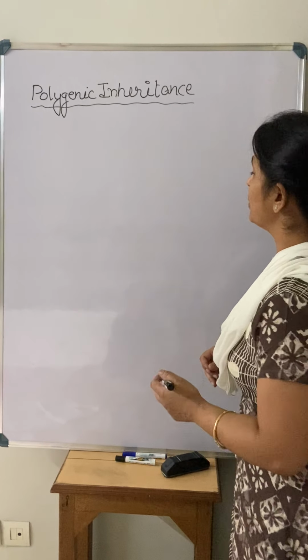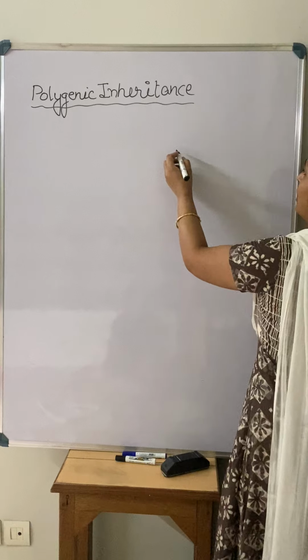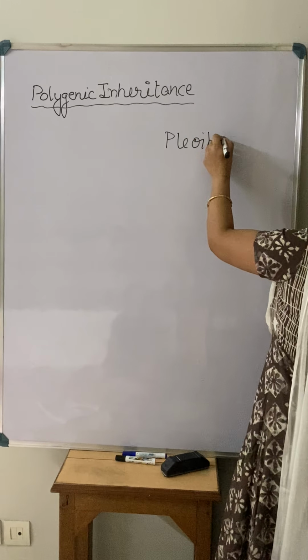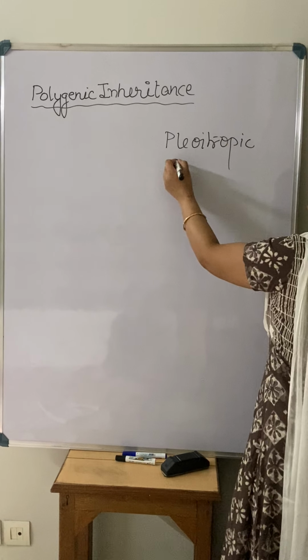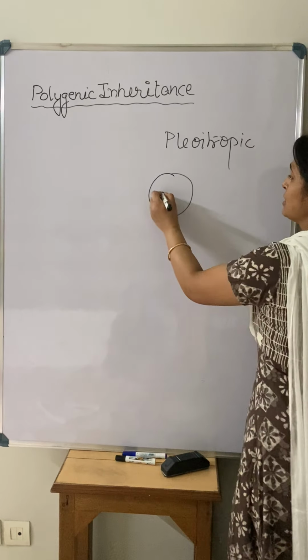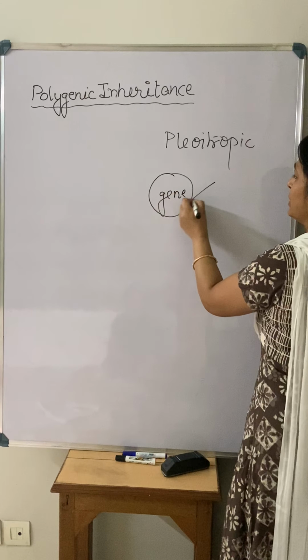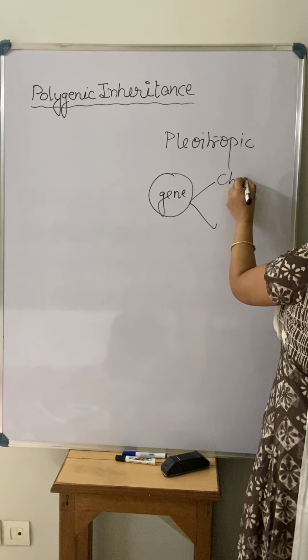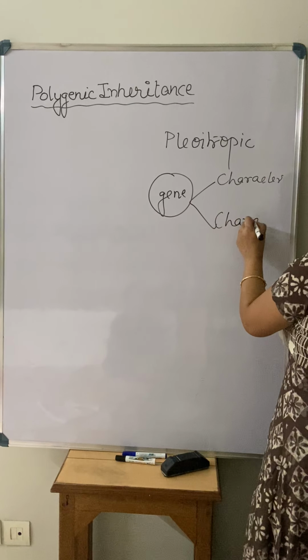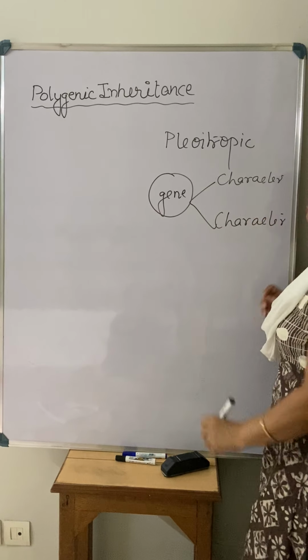In earlier videos, I told you about a type of gene that we call pleiotropic genes, right? What is the meaning of pleiotropic? I told you that one gene controls more than one character. Two characters are controlled by a single gene. That time we call it a pleiotropic gene.